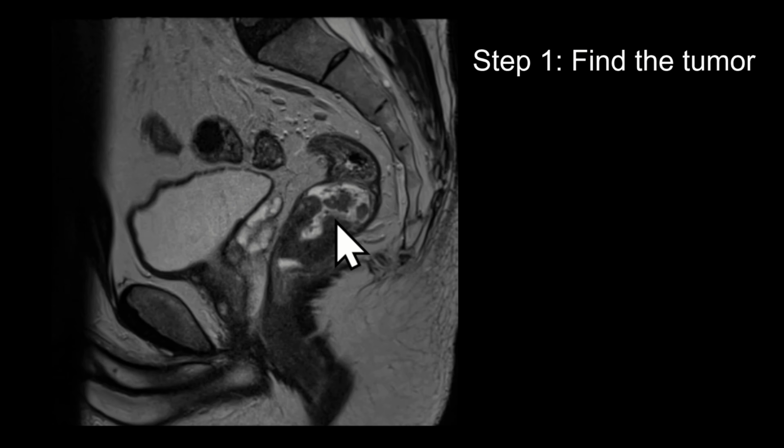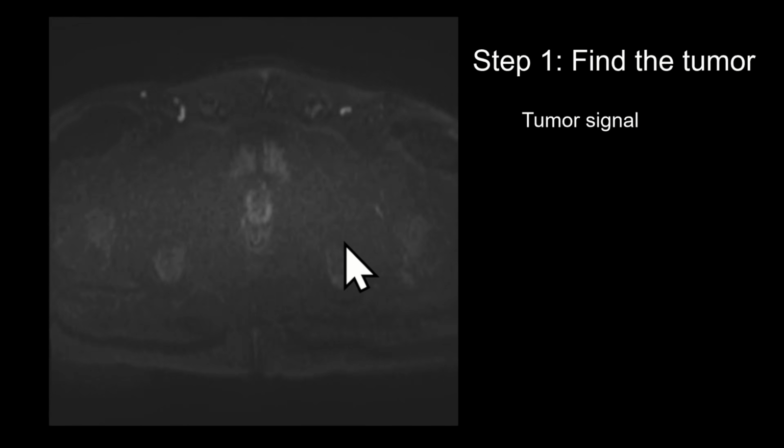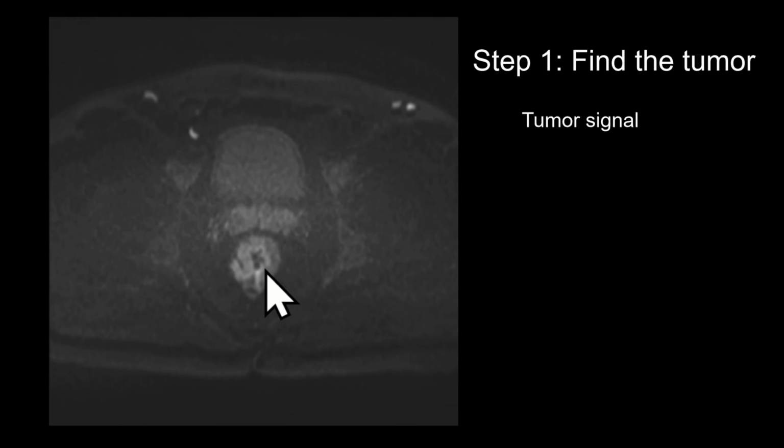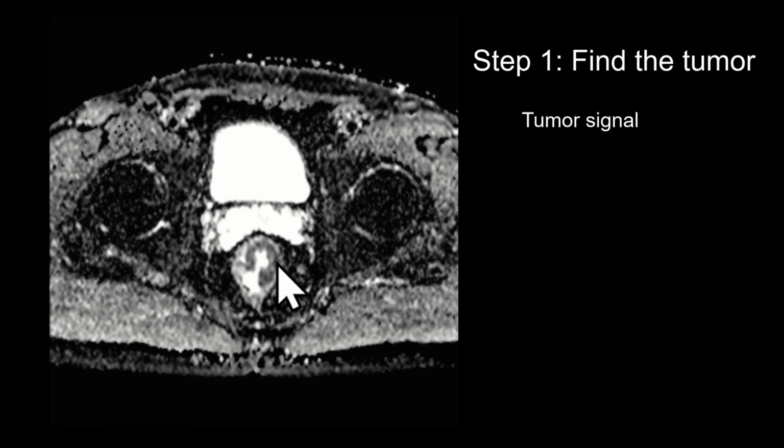So step one is to find the tumor. And so to do that, you need to understand the basics of tissue characterization, mainly knowing what tumor signal looks like. So tumor signal is most commonly going to be mildly T2 hyperintense, referred to as evil gray. And it's most often going to restrict diffusion as well. So we pull up the diffusion weighted images here. You'll see that the tumor restricts diffusion. And if we pull up the ADC, you can see that it's dark or hypointense here.